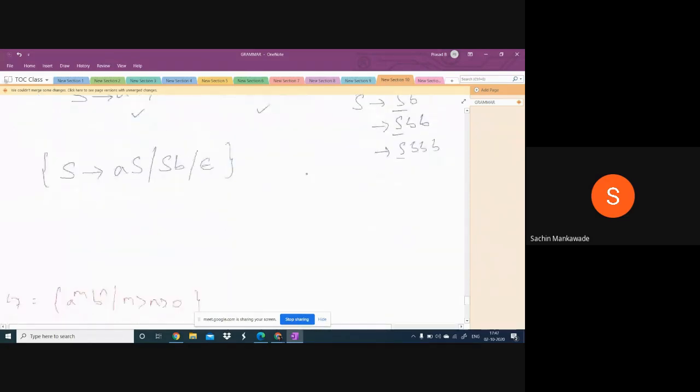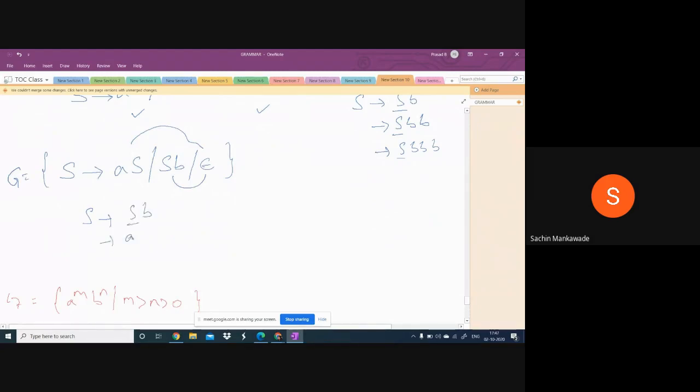Okay. Now this is the grammar. See, if I use these two only, I will get only A's. If I use these two only, I will get only B's. If I club these two, let us start with AS or SB.